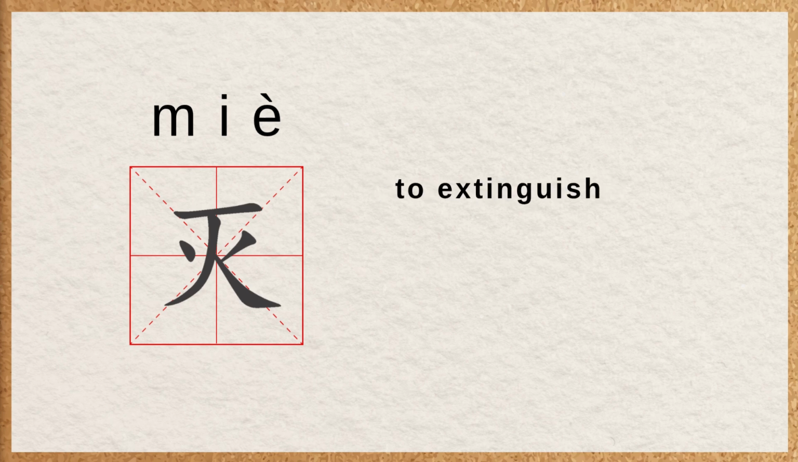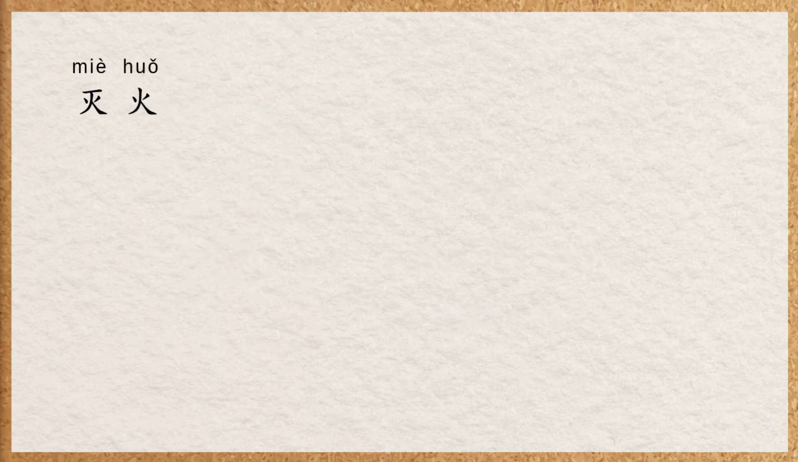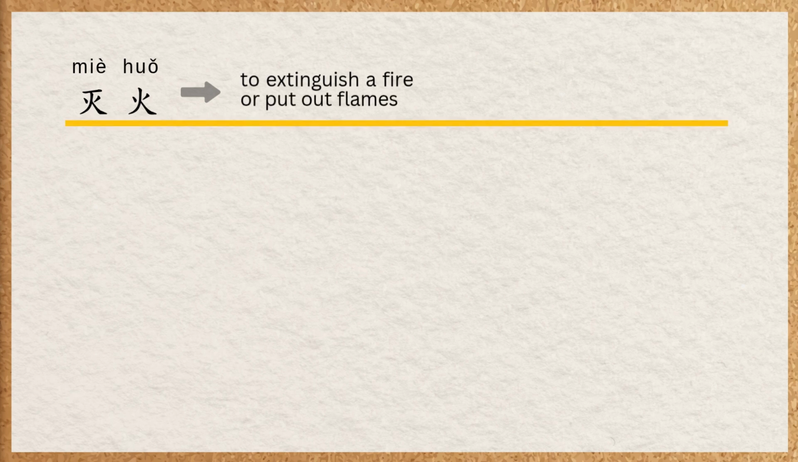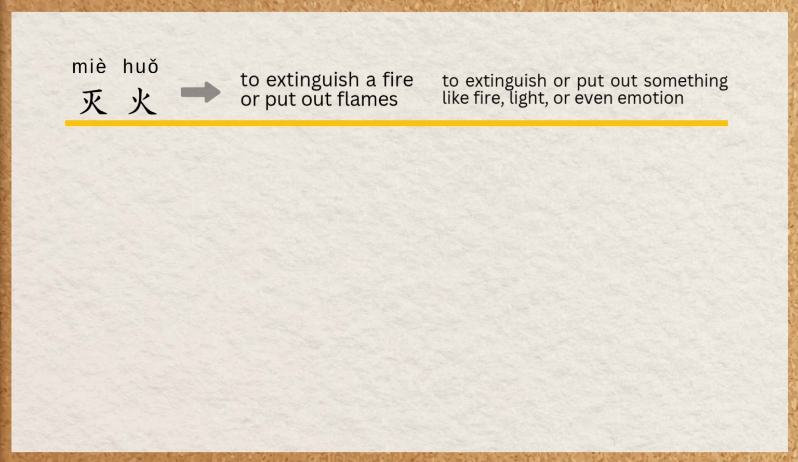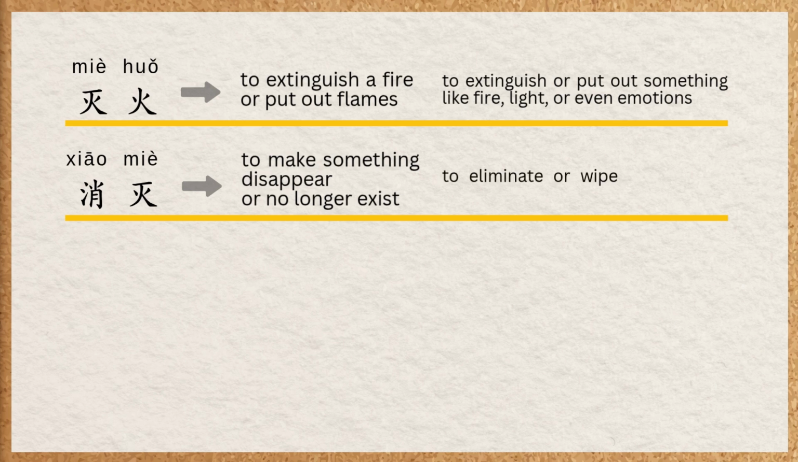It can also mean to wipe out or to exterminate. For example, 灭火 means to extinguish a fire or put out flames. Here, it usually means to extinguish or put out something, like fire, light, or even emotions. 消灭 means to make something disappear or no longer exist. In most cases, it means to eliminate or wipe out something completely.